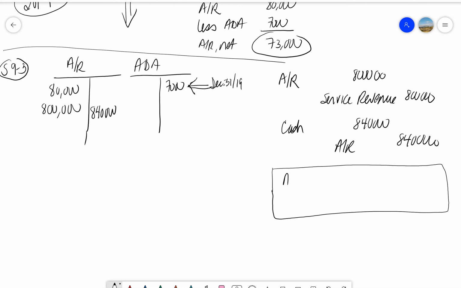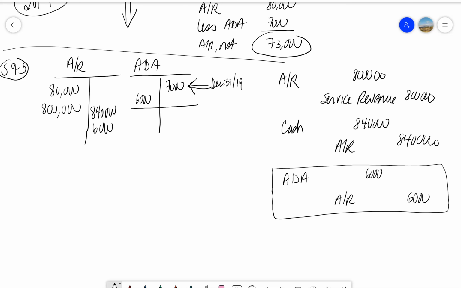And so when we write off a specific set of accounts receivable, the journal entry is we're going to debit our ADA account. And once again, we're only going to write off 6,000 because that's the amount we are actually determining to be uncollectible. And we're going to credit our accounts receivable. Now we're going to take out the 6,000 from our accounts receivable that we have a really good idea that we're never going to collect.